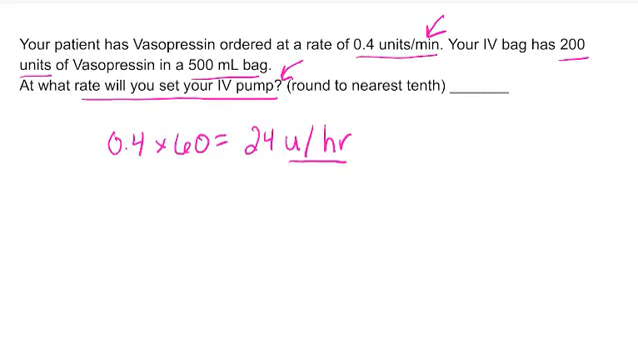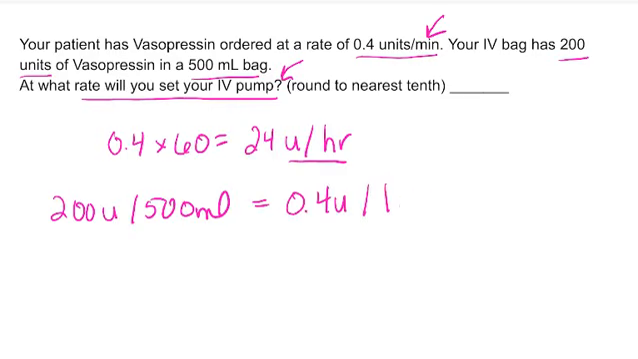Okay? And then I'm going to look at my concentration again. If I have 200 units in 500 milliliters, you don't have to do this because it's already units to units, but I like to do this. It's going to equal 0.4 units in 1 milliliter. That's just going to make my final math a little bit easier because now I can do D over H times V. My doctor's order is 24 units per hour.